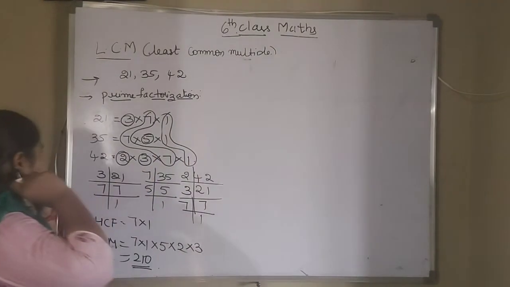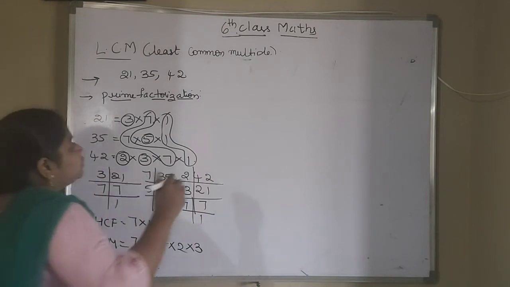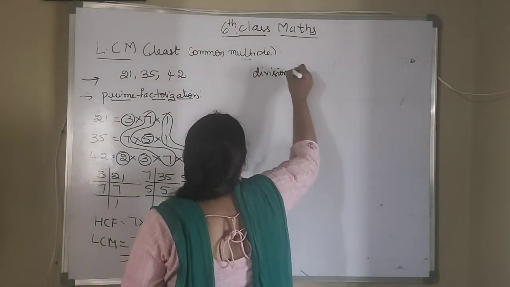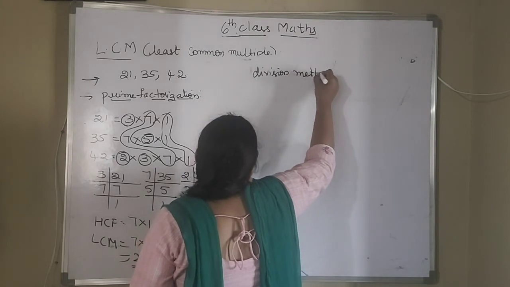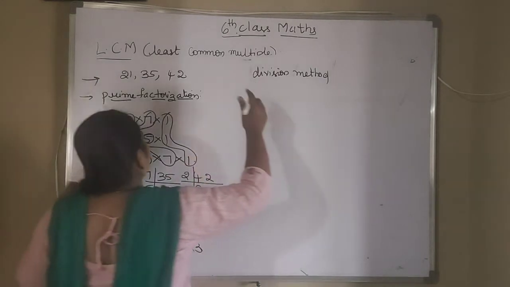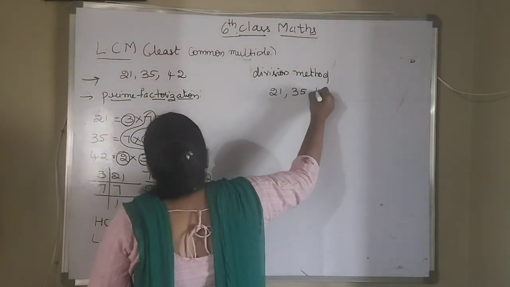So now this is called prime factorization. Now we are going to the division method. So how to do the division method, we will see. We will not take the numbers individually, separately. At a time we will take all the numbers, that is 21, 35 and 42.